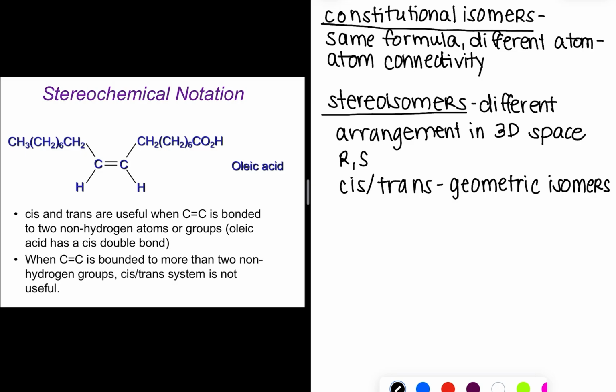Oleic acid is the oil. It's olive oil. It's one of the fatty acids in olive oil, and it has a single double bond. It's monounsaturated. And all natural unsaturated fats are going to be cis. That's just how they are. It creates a kink in them and it makes them more liquid at room temperature.